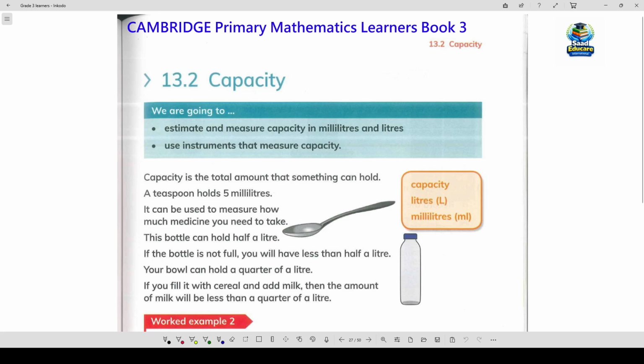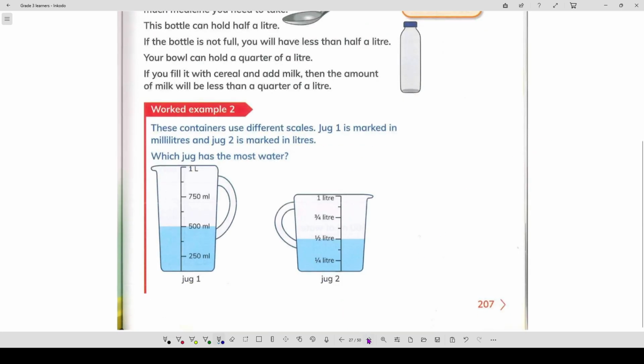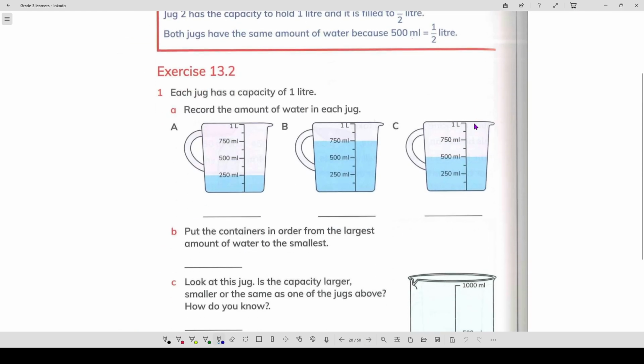Starting exercise 13.2 Capacity of Cambridge Primary Mathematics Learner's Book 3. First question, number 1. Each jug has a capacity of 1 liter. Record the amount of water in each jug.